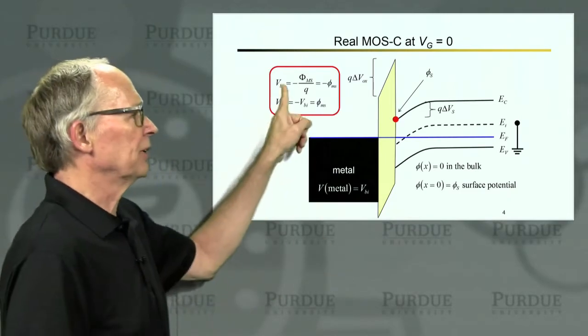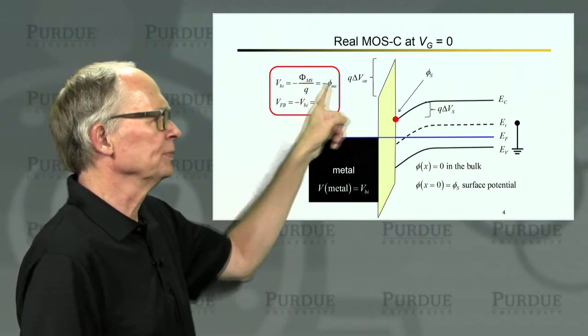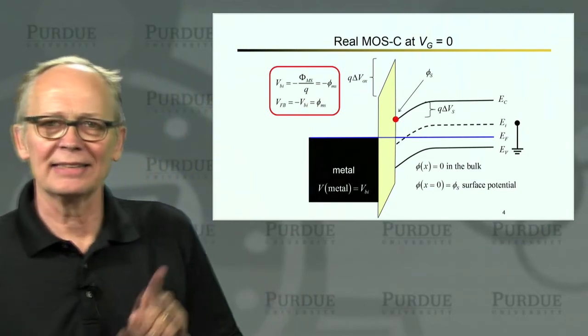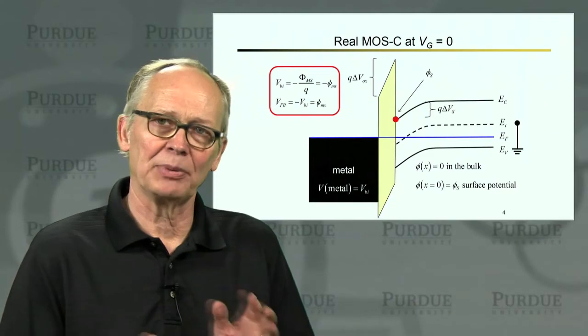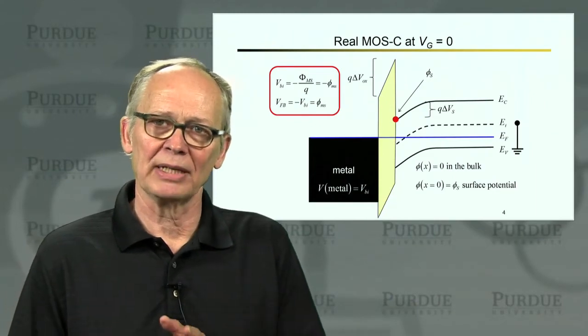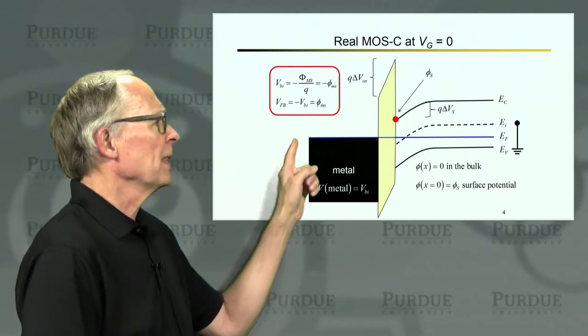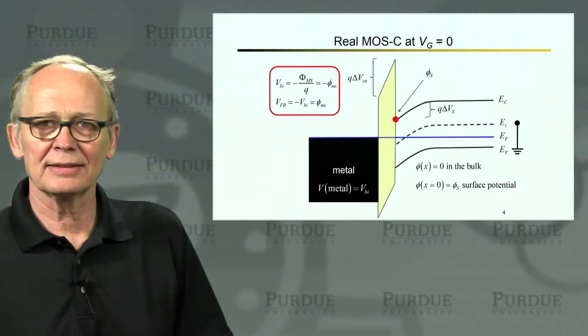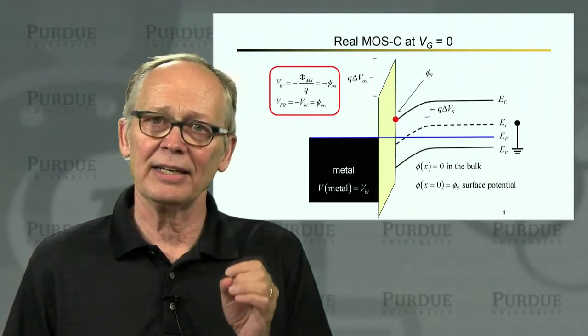So this built-in potential is just minus the work function difference divided by Q. We'll usually write that as minus small phi sub ms. So that's a property of the metal and a property of the semiconductor and how we have doped the semiconductor. So the flatband voltage, this is going to be a critical voltage here now. The flatband voltage, V equals 0.